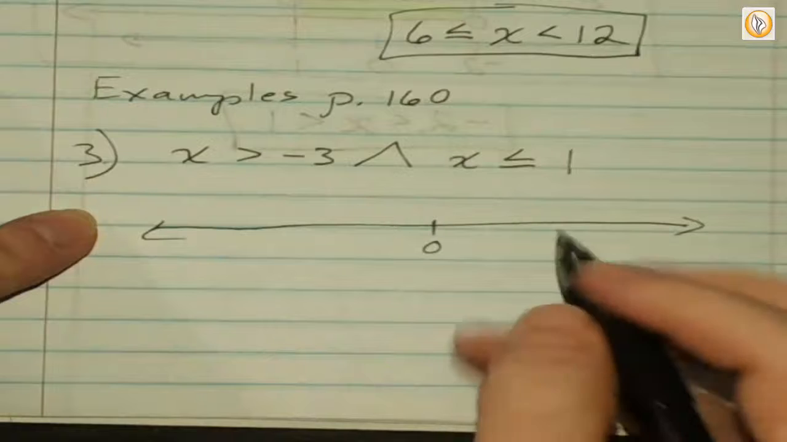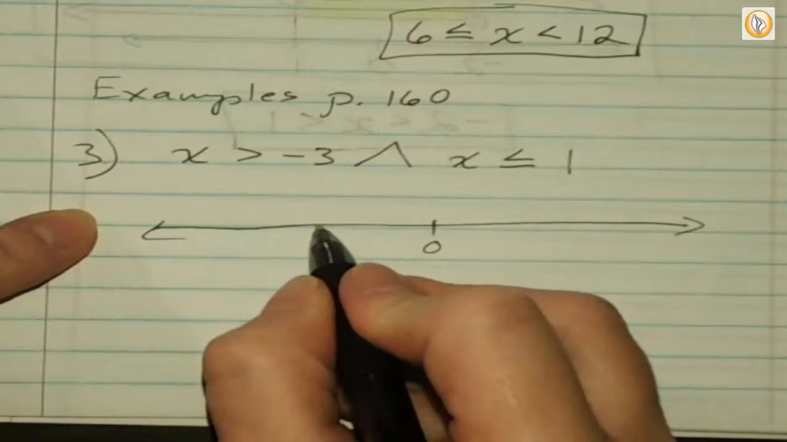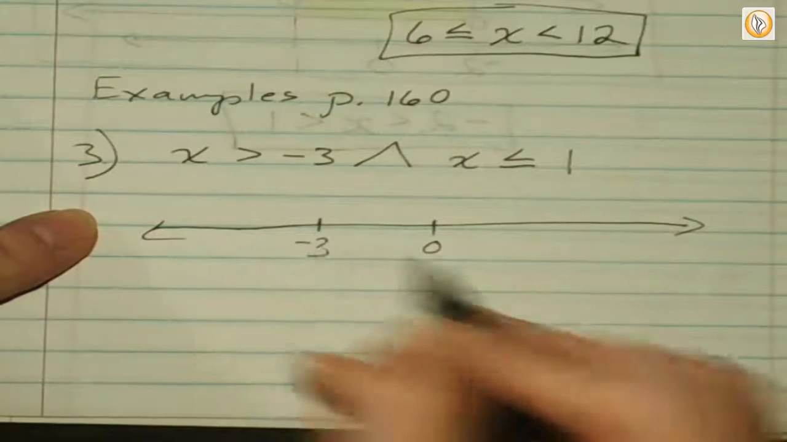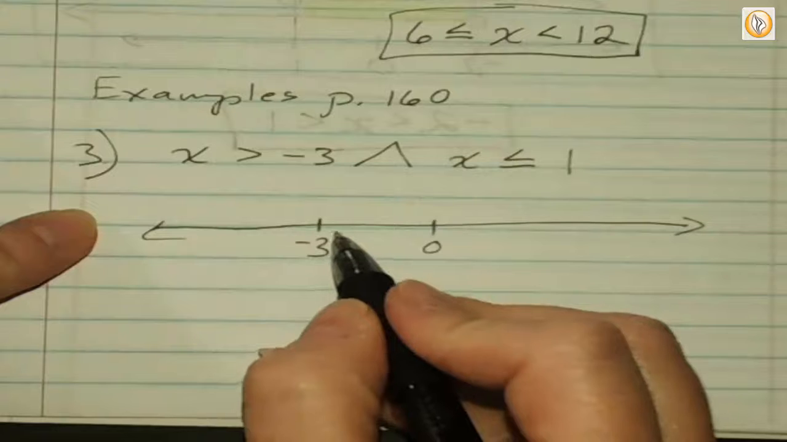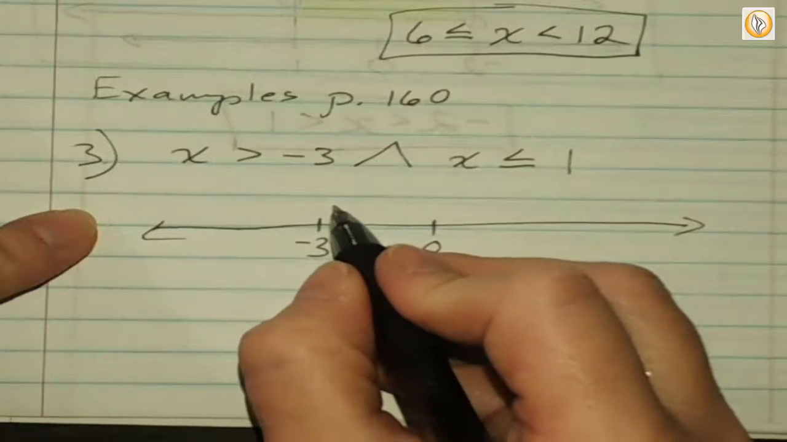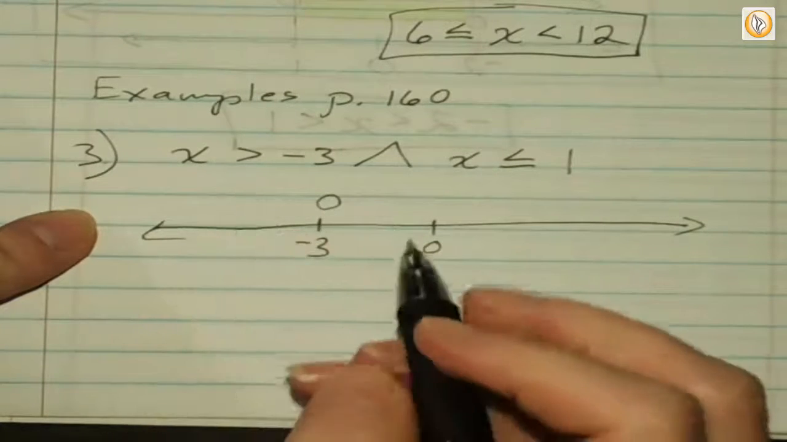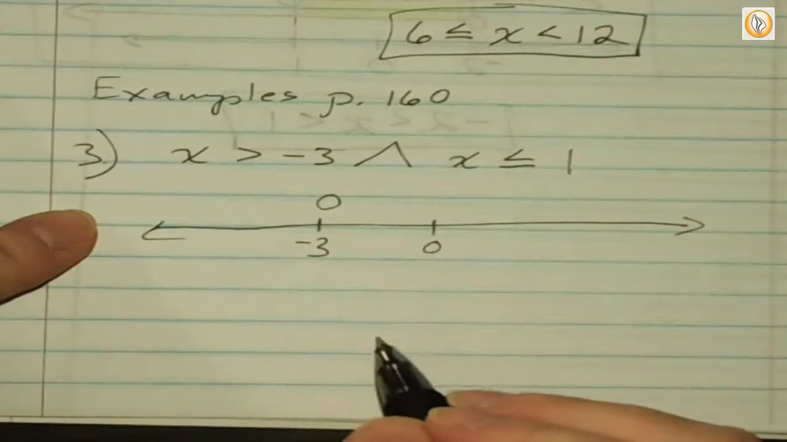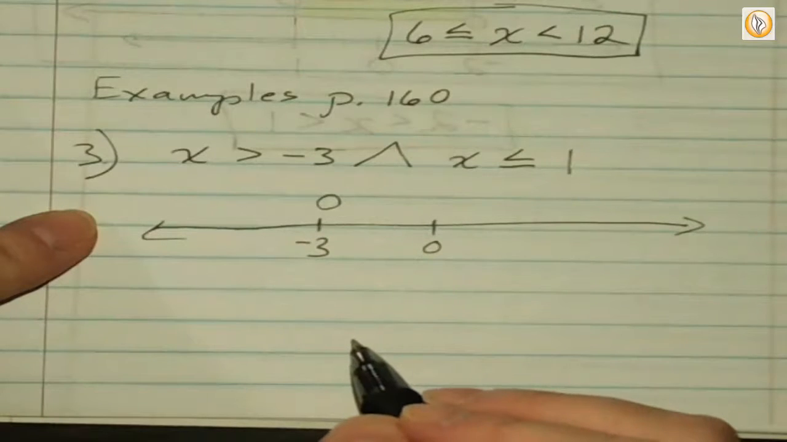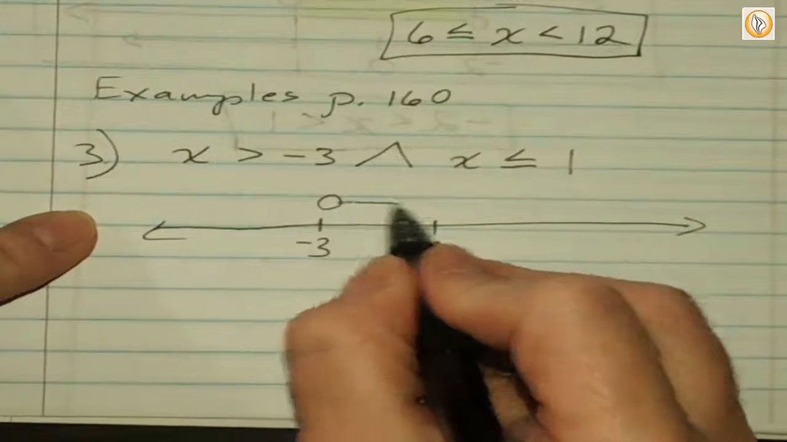And actually, I can just do this one. So I have -3 over here. You can tell me, is this going to be an open or closed circle? Open. And x can be any number greater than -3. So which direction does the arrow go? Okay, that way.